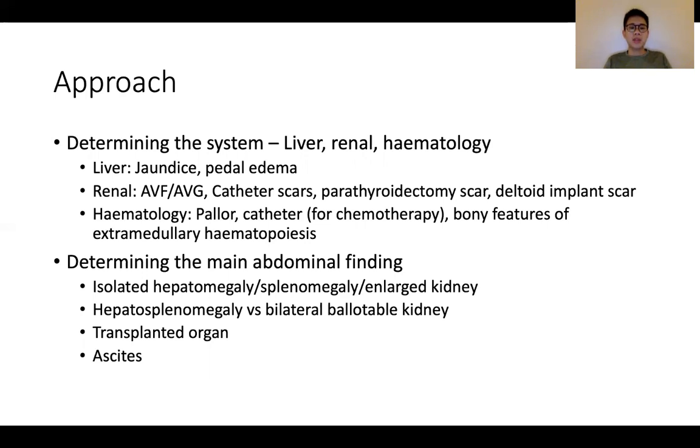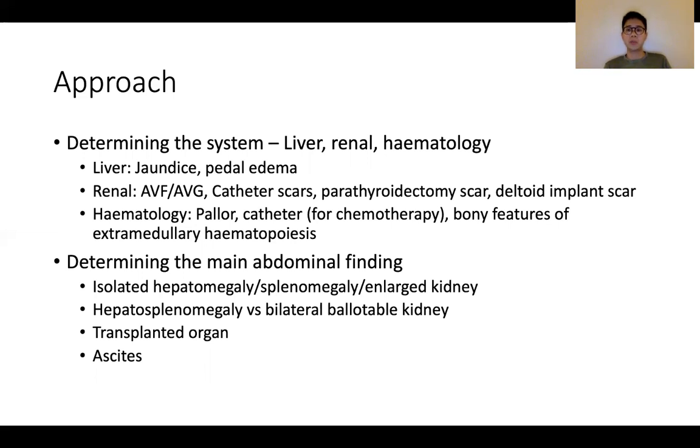Next would be to determine the main abdominal finding that will anchor your differential consideration. It can be a single enlarged organ, like a liver, a spleen, or a kidney. Or it can be two enlarged organs. In this case, it's usually hepatosplenomegaly versus bilateral ballotable kidneys. And sometimes, especially in patients who are larger in habitus, it can be quite challenging to differentiate the two, even if you attempt to systematically go down the distinguishing factors.